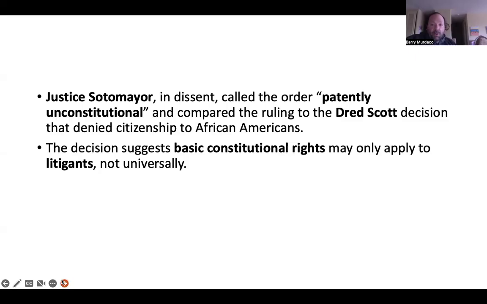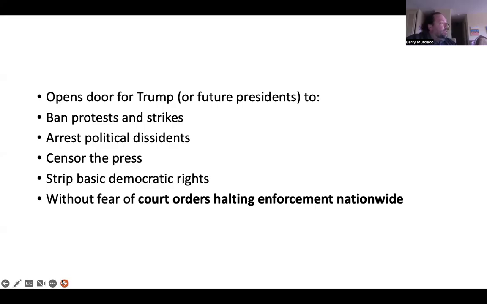Again, it suggests basic constitutional rights may only apply to litigants, not in a universal sense. So, again, one judicial ruling no longer covers blanket applicability where it would automatically come into play during future attempts. Now it forces each person to individually attempt to defend themselves in court. Many legal analysts say this opens the door for Trump or future presidents to ban protests and strikes, to arrest political dissidents, to censor the press, to strip basic democratic rights without fear of court orders halting enforcement nationwide. So, once again, even if the administration does something illegal or unconstitutional, it forces each person on the receiving end of this to defend themselves in court.